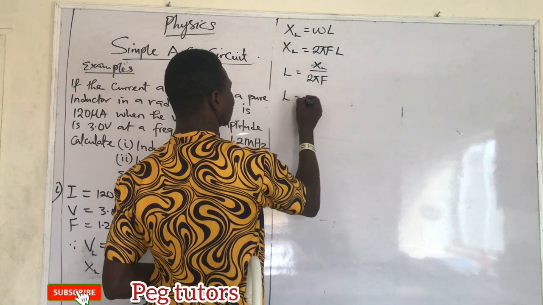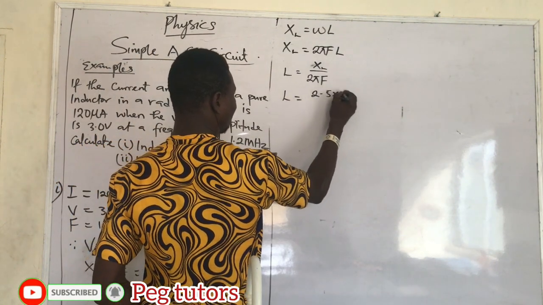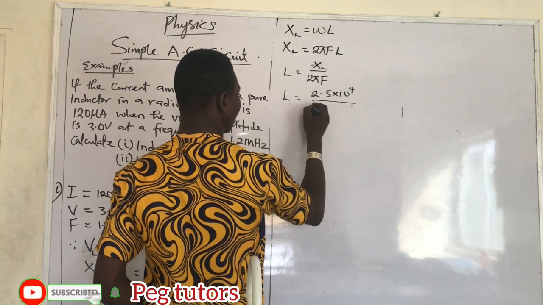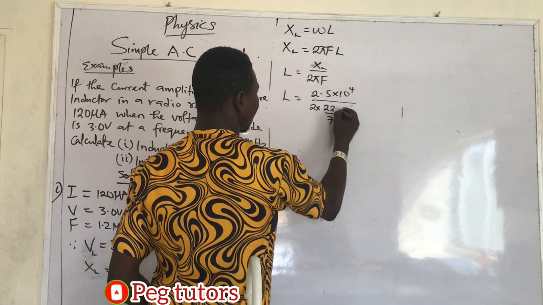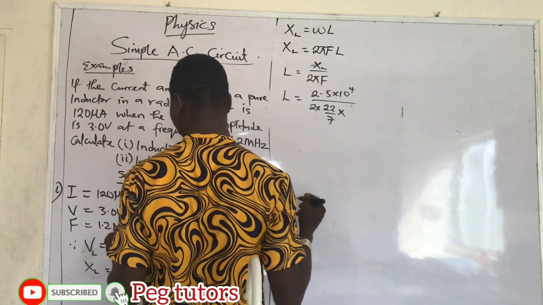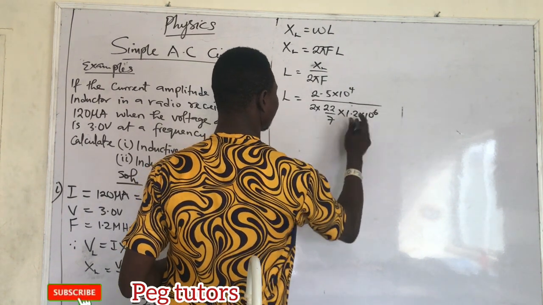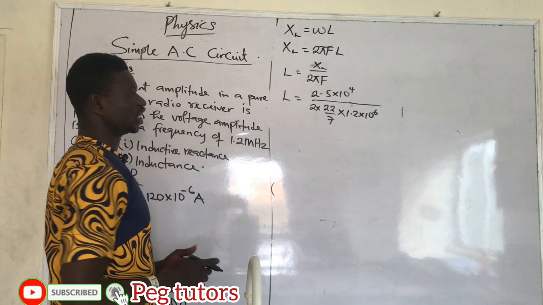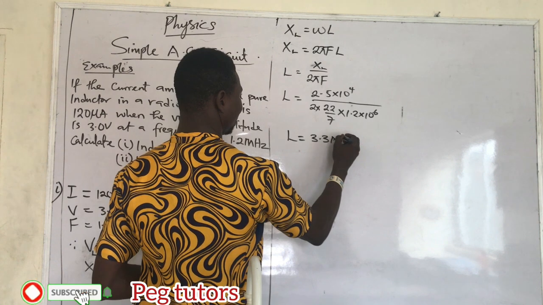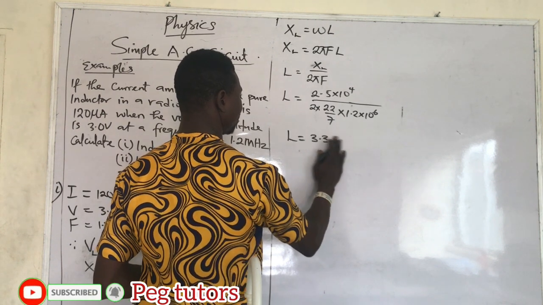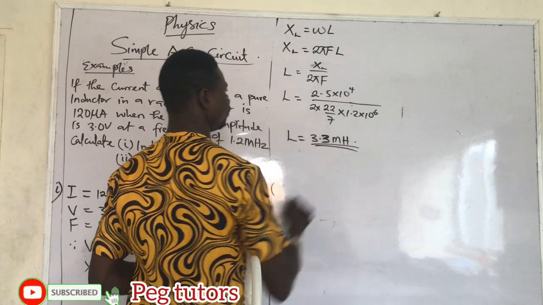So L is equal to our XL, 2.5 times 10 raised to power 4, all over 2 times pi, which is 22 over 7, times your frequency, which is 1.2 times 10 raised to power 6. Like I said before, mega is times 10 raised to power 6. So your L becomes 3.3 millihenry, if you calculate that very well.